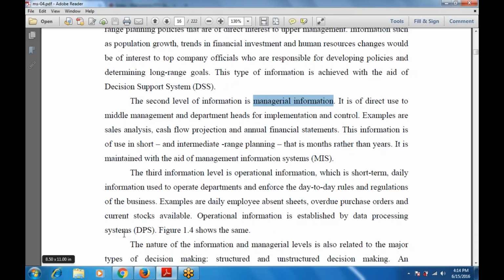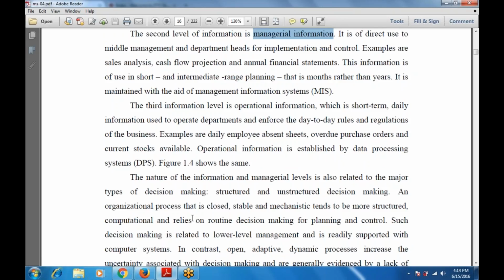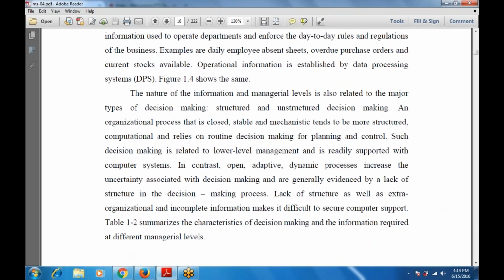So one is the DSS, for the higher level; the middle level, that is the second level, is MIS; and the last level, the third level, is the DPS, data processing system. The nature of the information and the managerial level is also related to the types of decision making, either structured or unstructured. When we talk about the organization process, it is either closed, stable, or mechanistic, which tends to be structured, computational, and relies on routine decision making.